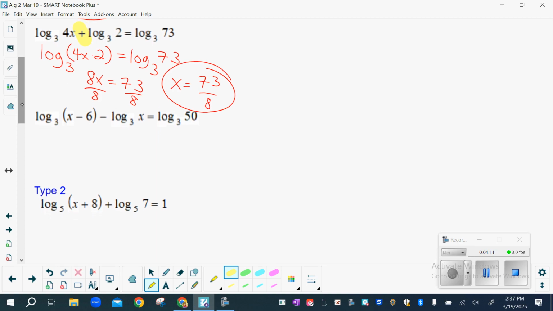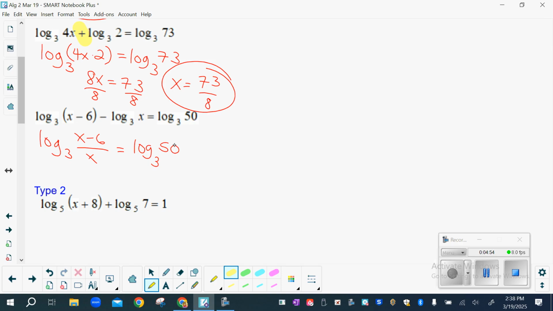Okay, next one. This time we have a subtraction. Subtraction means something different when we make it into 1 log. So we have 2 logs on the left. We want to make it into 1 log. This group back here, when we subtract, it becomes what when we write it as 1 log? Division, that's right. So x minus 6 over x. Does the order matter when I'm dividing there? Absolutely. So I have to put the x minus 6 on the top and the x on the bottom. And then this is equal to the log base 3 of 50.